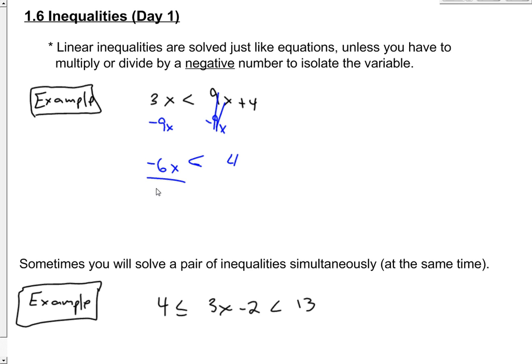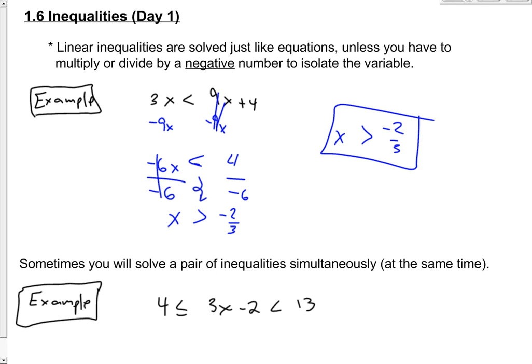And now that we have to divide, and it happens to be a negative number, we're going to divide by negative 6. We want to flip this inequality. So now it's greater than, and then just simplify our inequality here. So we have x is now greater than 4 divided by negative 6, which is negative 2/3. And so our answer is x is greater than negative 2/3, and that's solving that inequality.